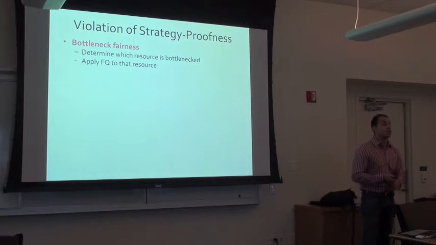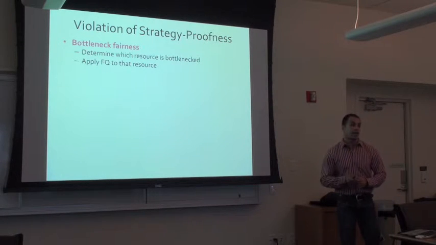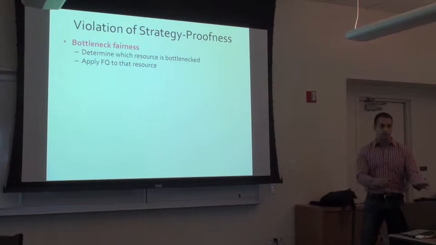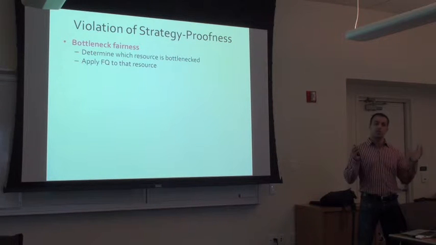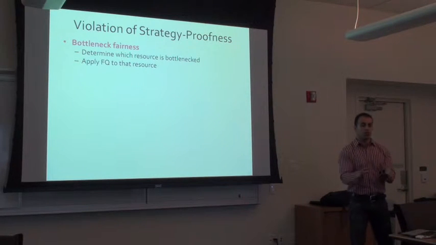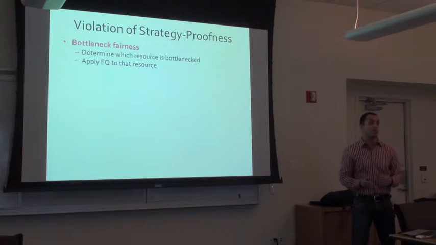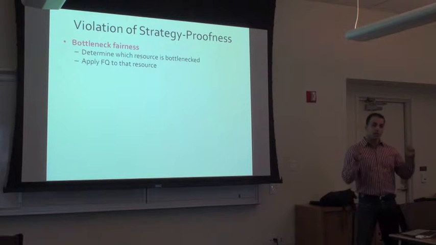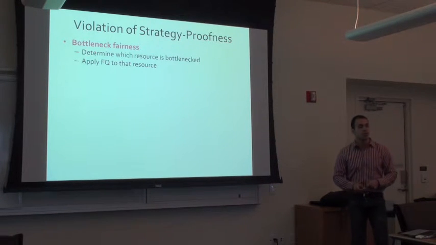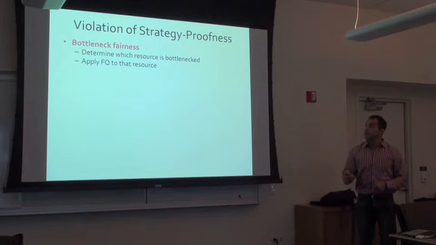Something smarter that's been suggested in the literature is called bottleneck fairness. Instead of doing it the way I just explained, you determine periodically which resource is currently the bottleneck. In the example I gave in the previous slide, it was the CPU. Then you just apply fair queuing to that resource, and do this periodically. So let's see what happens with that.